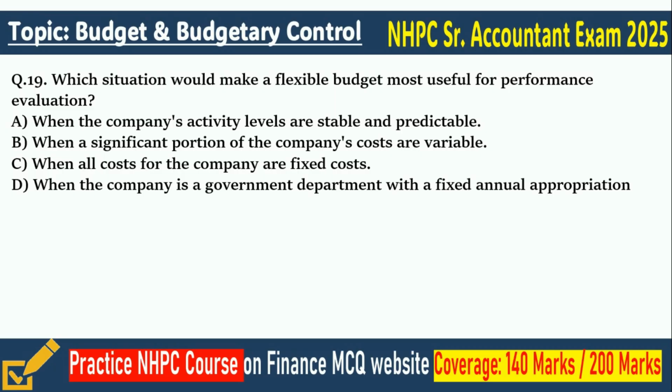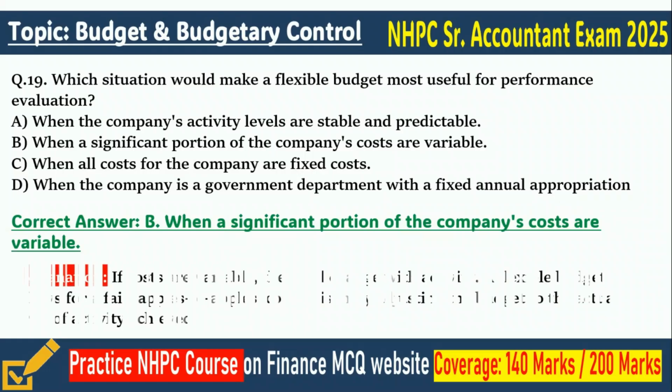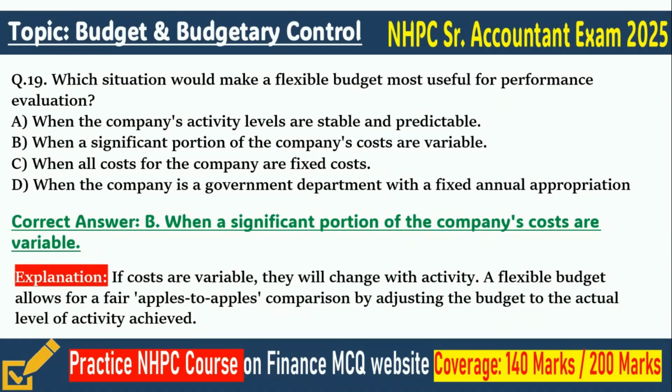So friends, if you know the definition of flexible budget, this is quite an easy question to answer. The correct answer will be option B, that says when a significant portion of company's costs are variable. So friends, if costs are variable, they will change with activity. Flexible budget allows for a fair apple-to-apple comparison by adjusting the budget to the actual level of activity achieved.